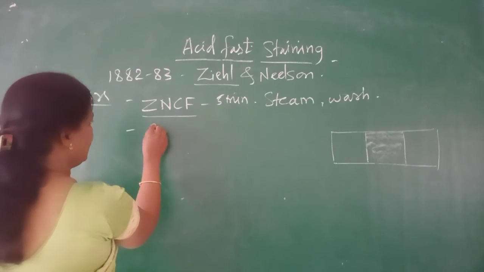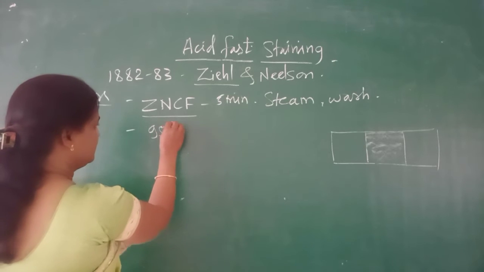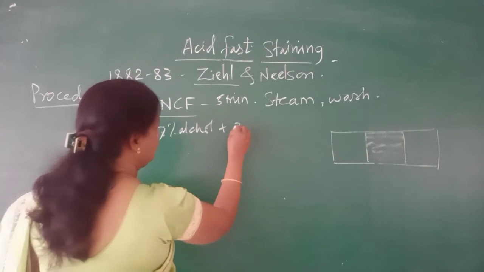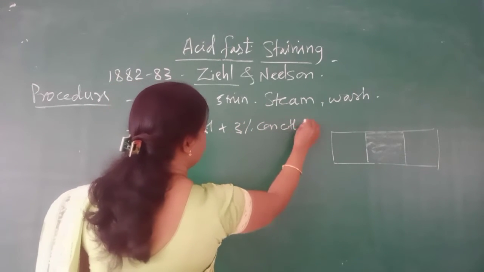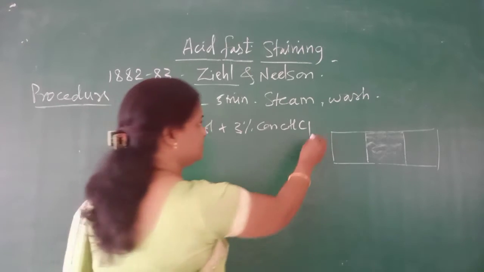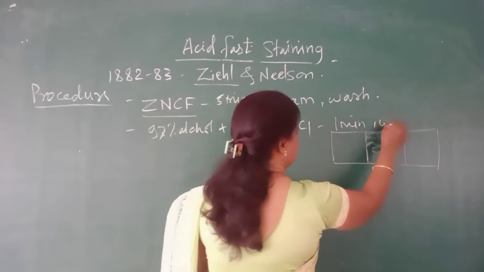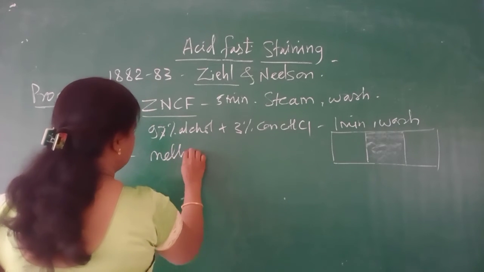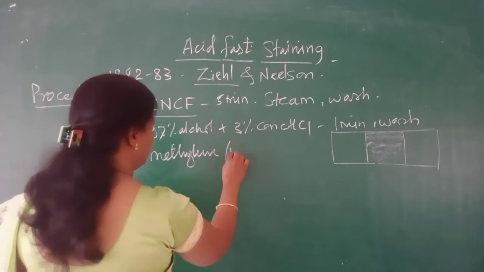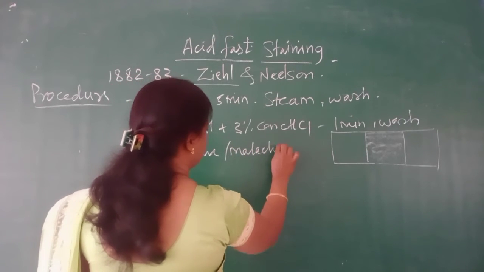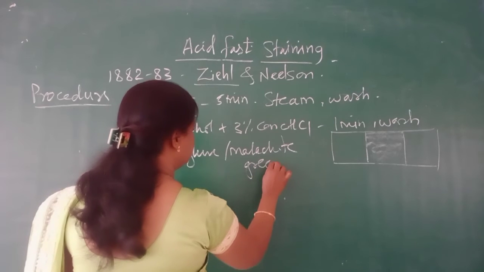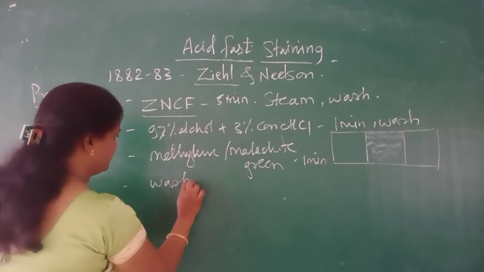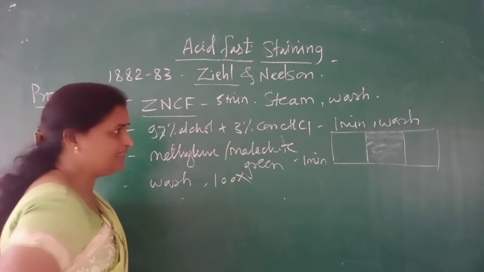During the second step, apply 97% alcohol and 3% concentrated HCl, that is acid alcohol, as a decolorizing agent. Apply the decolorizing agent for 1 minute. Again wash the slide, and then finally apply methylene blue as a counter stain, or you can apply malachite green as a counter stain, again for 1 minute. After 1 minute, wash the slide and observe under the 100x oil immersion objective.